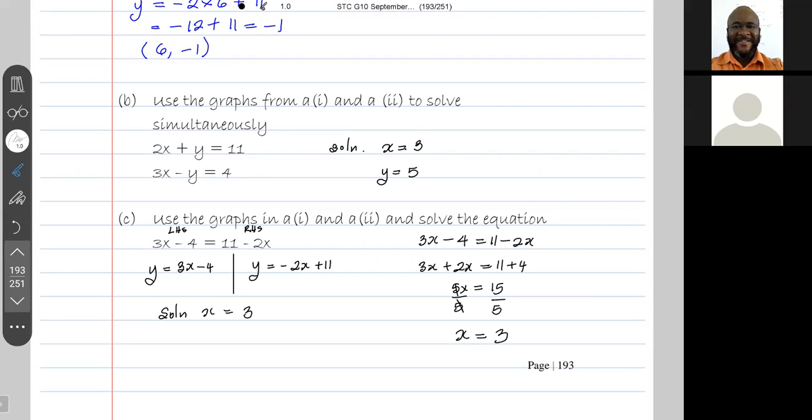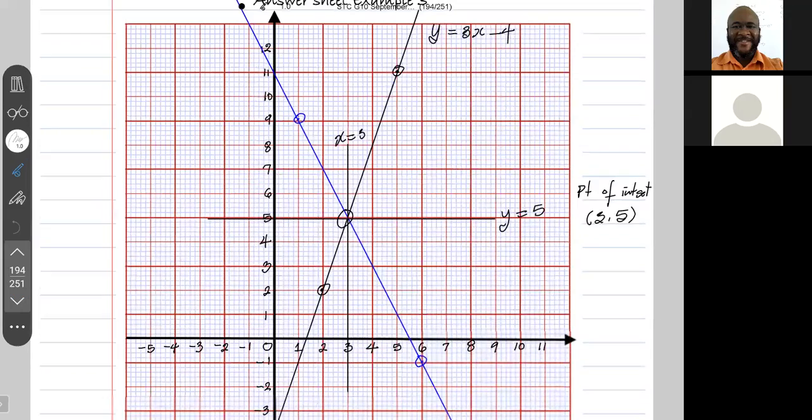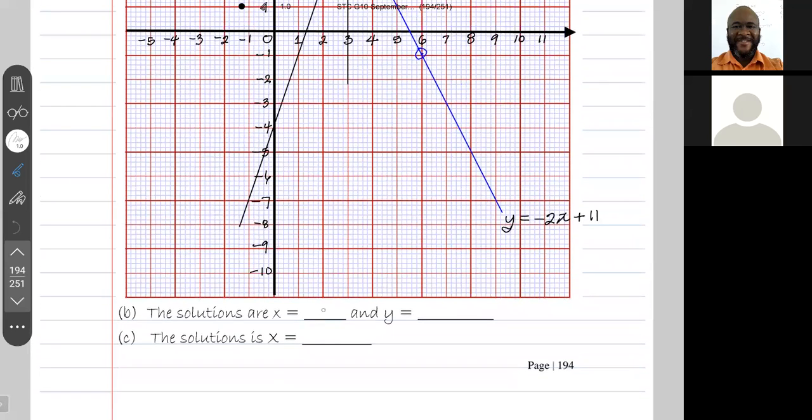I don't think that there's anything more to the question. All right, so x is equal to 3 and y is equal to 5 for the simultaneous equation, and x is equal to 3 for the equation. All right, and that's the end of the question.